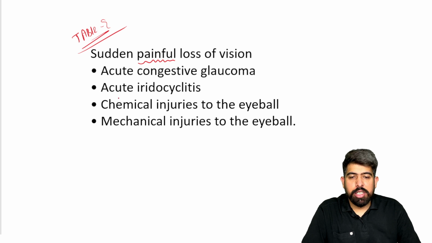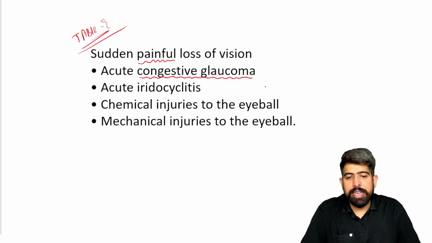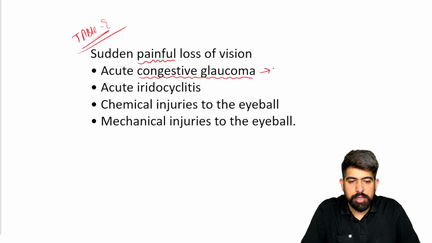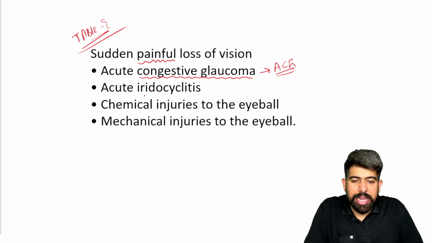So the first is acute congestive glaucoma, or you can say angle closure glaucoma, also known as ACG. It is known as angle closure glaucoma. The second one will be acute iridocyclitis.